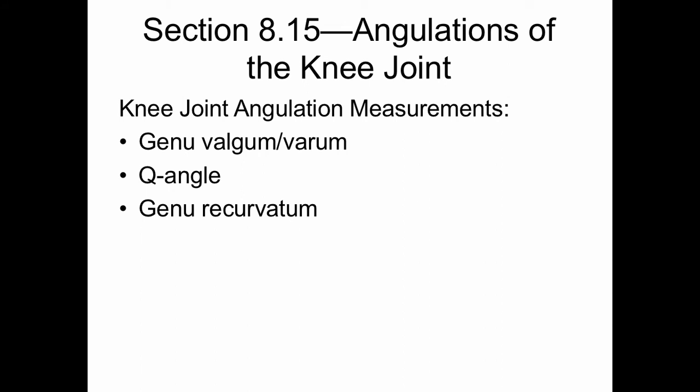Because the components of the knee joint, femur, tibia, and patella, are not arranged in a straight line, 3 angles can be measured between them: the genu valgum/verum, the Q angle, and the genu recurvatum. The genu valgum verum angle is the angulation of the femoral shaft relative to the tibial shaft within the frontal plane. Genu valgum is an abduction of the tibia relative to the femur in the frontal plane. Genu verum is an adduction of the tibia relative to the femur in the frontal plane. Genu recurvatum is a hyperextension of the knee.